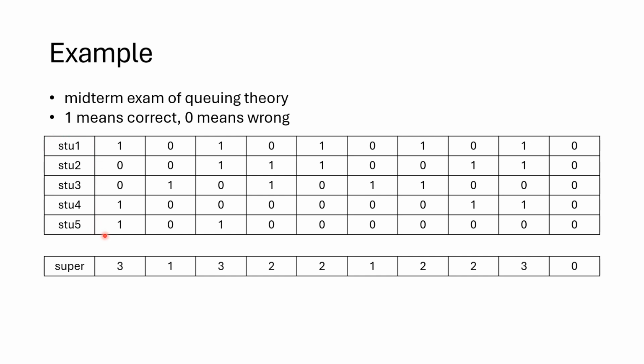So let's see the first column. In the first column, 3 students got this question correct, so the value is 3. And in question 2, only 1 student is correct, so the value is 1. And here, each column is a binomial distribution, so n equals 5. And assume it's a multiple choice question. The probability of being correct is 0.25.